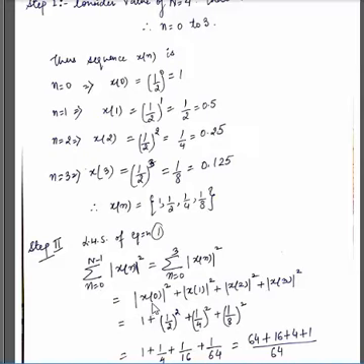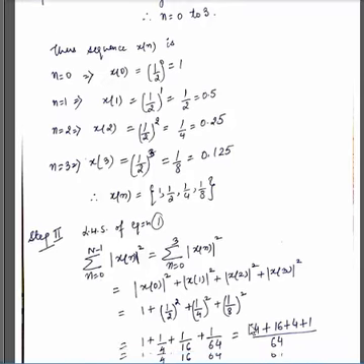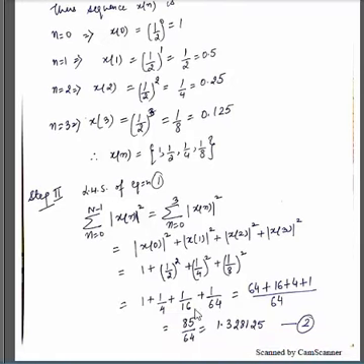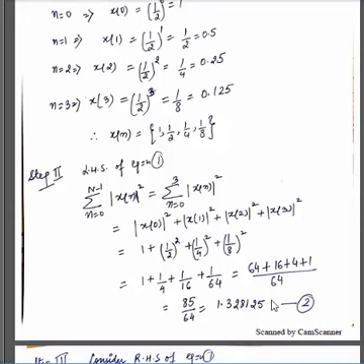X of 0 is 1, 1 square is 1. Absolute value of x of 1 is 1 by 2, 1 by 2 whole square. X of 2 is 1 by 4, 1 by 4 whole square. And x of 3 is 1 by 8, 1 by 8 whole square. It becomes 1 plus 1 by 4 plus 1 by 16 plus 1 by 64. By doing the calculations, it becomes 84 by 64. That is equal to 1.328125. That is equation number 2.